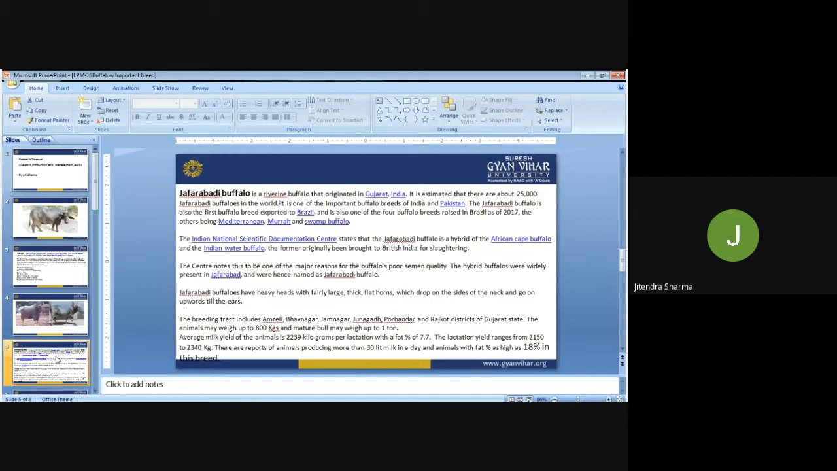The Jafrabadi buffalo was also the first buffalo breed exported to Brazil, and is one of the four buffalo breeds raised in Brazil as of 2017, the others being the Mediterranean, Murra and Swamp buffalo. So this is some information about the important breeds which we have. You'll see that all these are very important breeds.